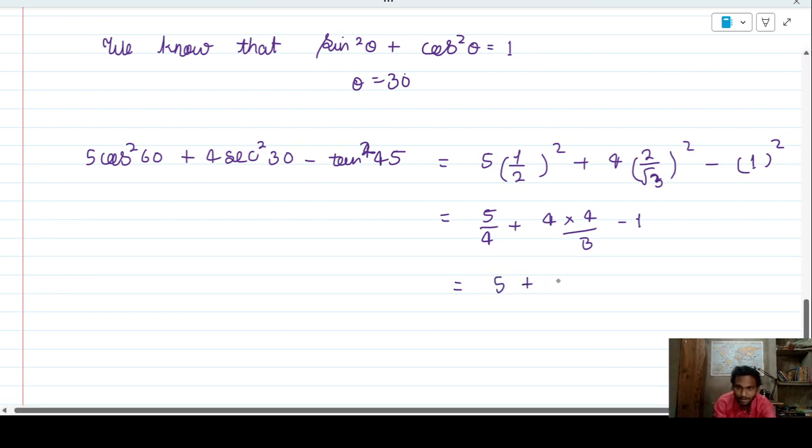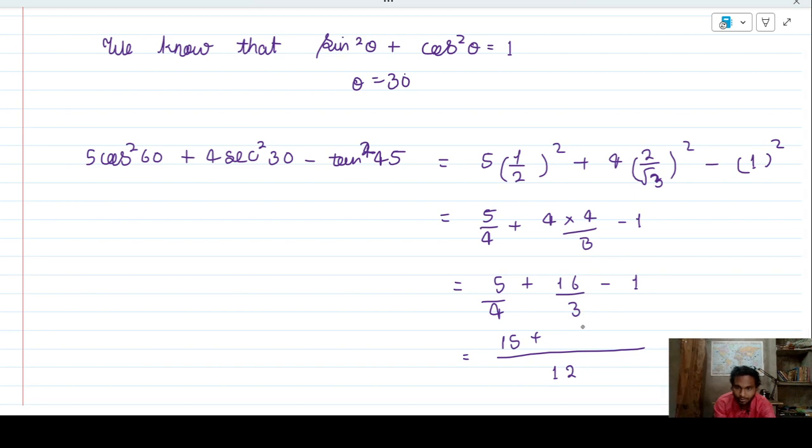5 plus 16 minus 3, sorry, 1 upon 3. Solve by LCM. LCM is 12. 4 times 3 is 12, 3 times 5 is 15, plus 4 times 16 is 64, minus 12.